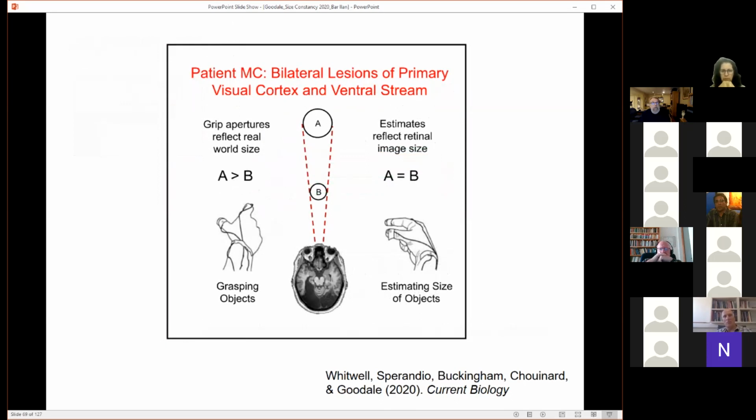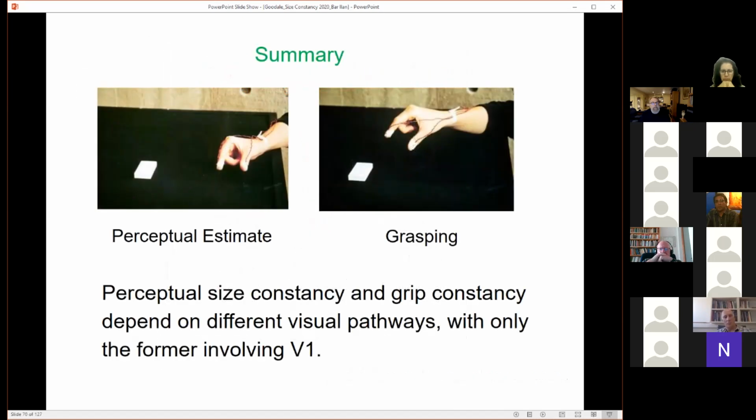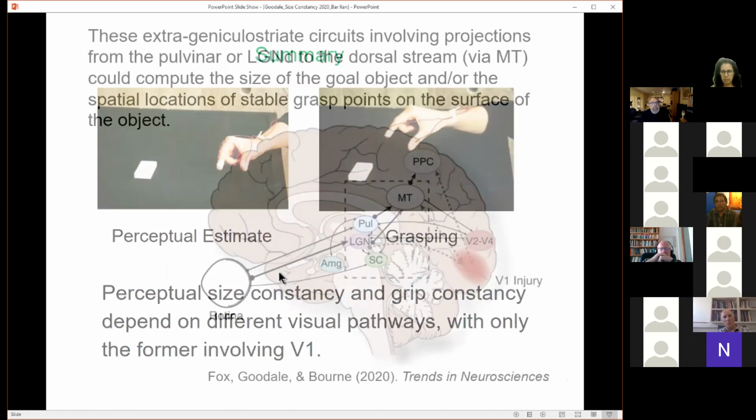So an interesting dissociation. It indicates that perceptual size constancy and grip constancy depend on different visual pathways, with only the former involving V1.